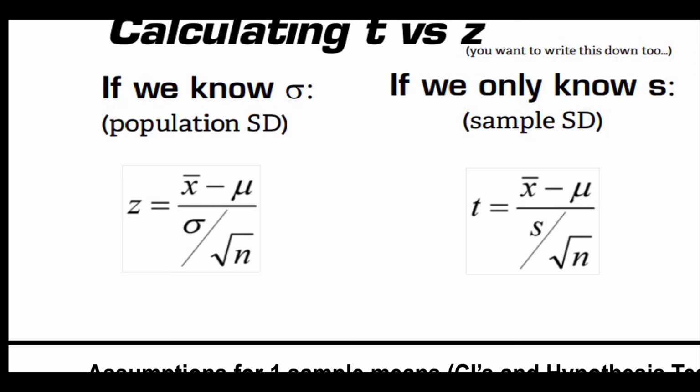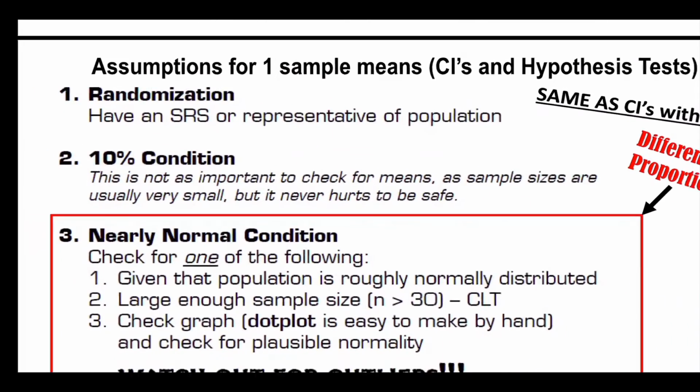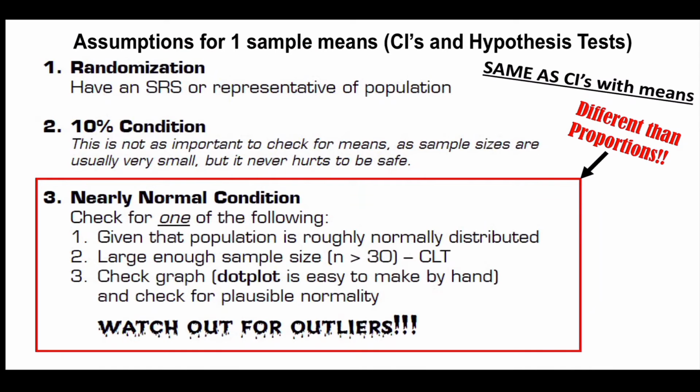All right, assumptions. These are exactly the same as chapter 8 for means. No difference. The only one that's different than proportions is number 3. They tell us in the prompt that the population is roughly normal, or they didn't, but our sample size is big enough. Or our sample size isn't big enough, and they didn't tell us anything in the prompt, but we checked the graph and there were no outliers. Outliers are really the thing that will make it very strongly skewed. That's the big focus there.